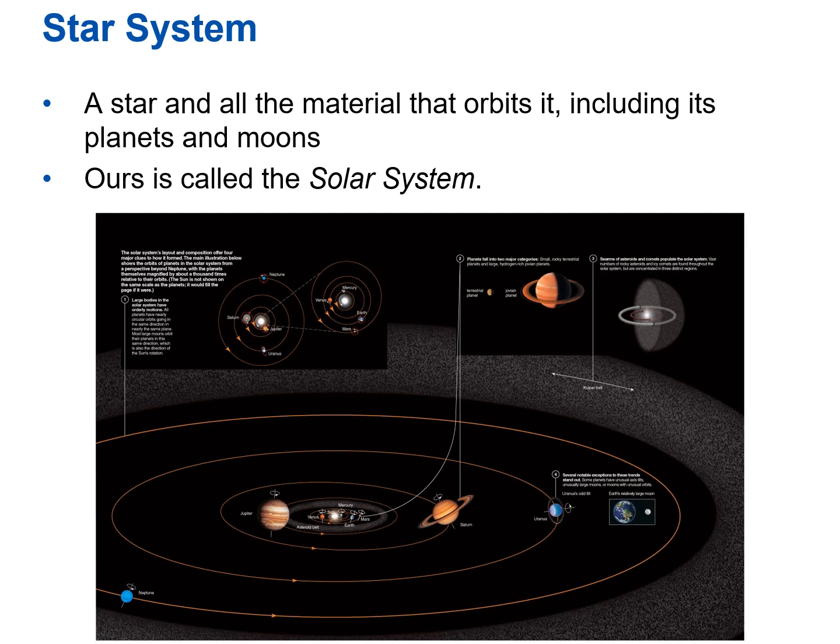A star system, I introduced this term earlier when I was looking at our cosmic address. It's a star and all the material that orbits it, including the planets and the moons. And our star system is specifically called the solar system.